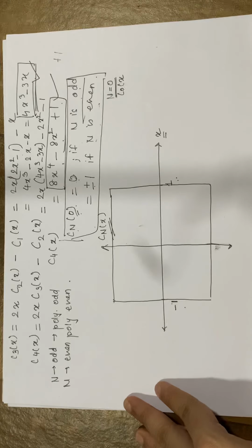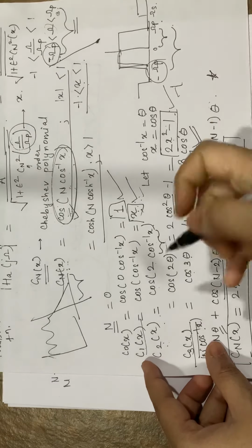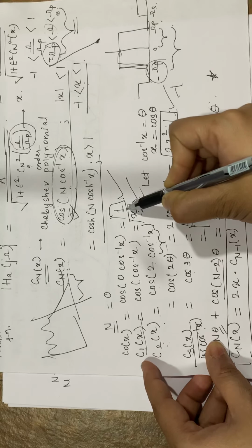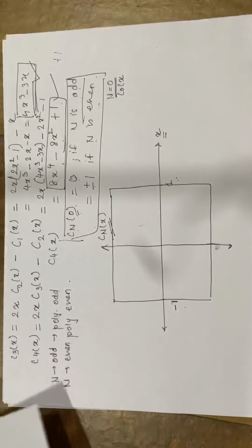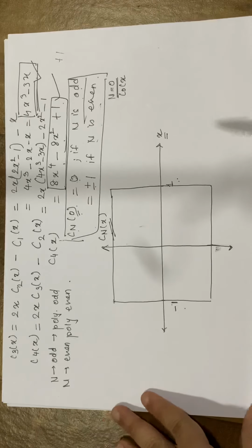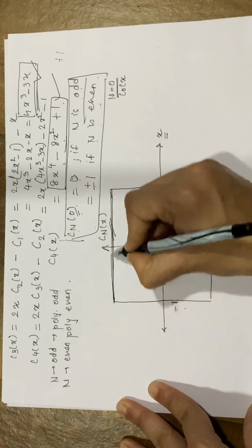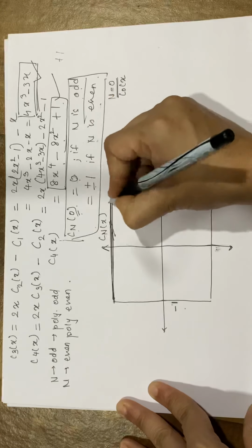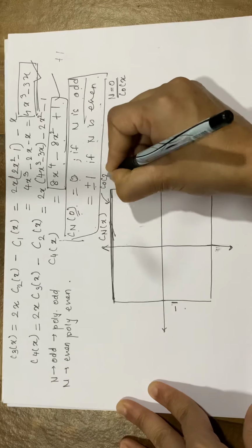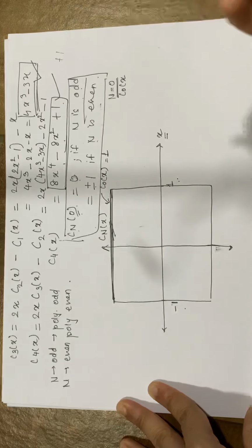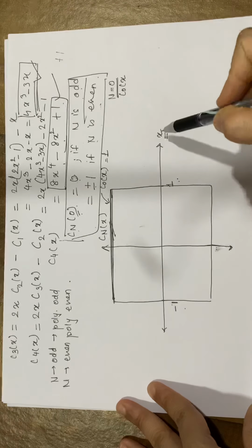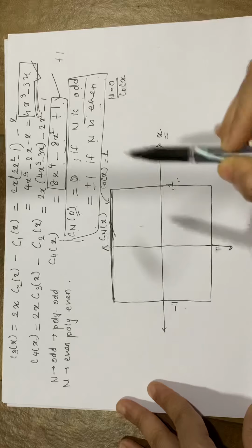Okay, what was C0 of x actually? C0 of x, if you remember, it was equal to 1, right? So what will be C0 of x? It will be this line. So I'm just overwriting here. So this is going to be your C0 of x, which is equal to 1. Okay, and obviously x lies between -1 and +1.